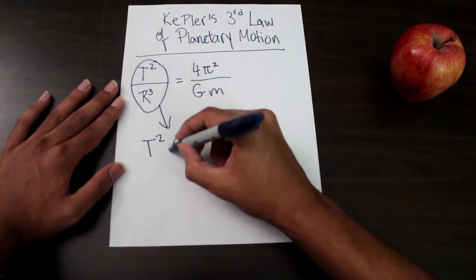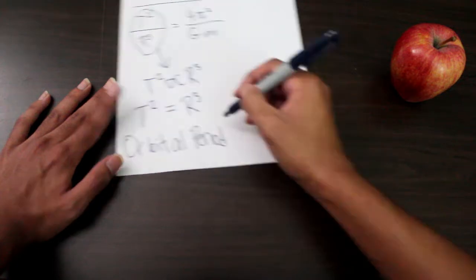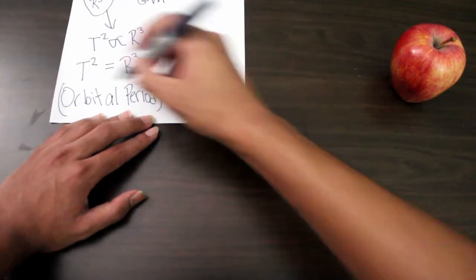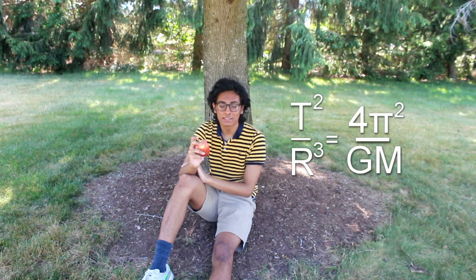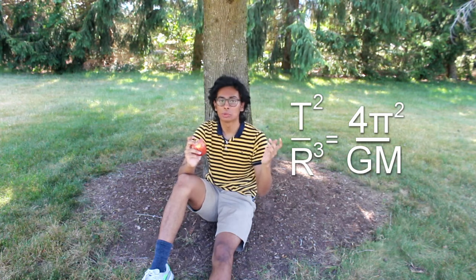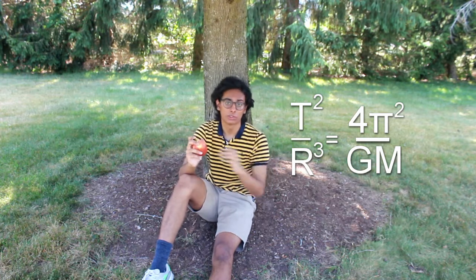At its core, it states that T squared is proportional to r cubed, or that the orbital period of a satellite squared is proportional to the radius of its orbit cubed. In the late 17th century, this was a groundbreaking revelation. By just observing planetary motion and using this equation, scientists like Newton were able to measure the mass of the Sun, the distance between the Earth and the Moon, and even the mass of stars light years away.